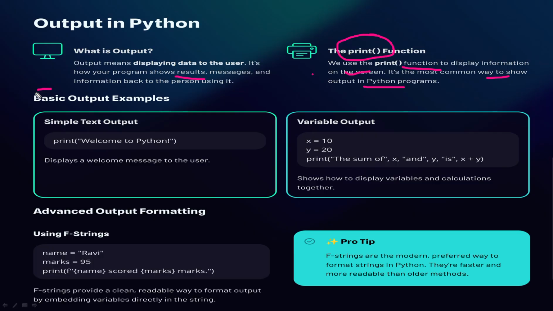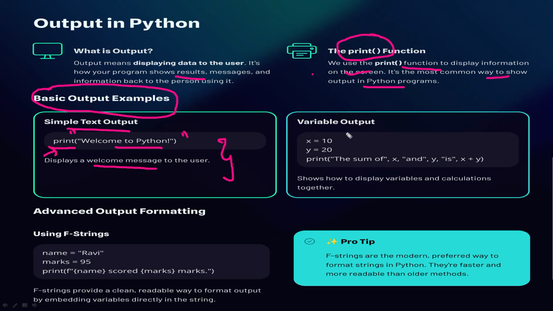Now here is one basic example of the output function: simple text output. Here we are using the function print, and this is the string data type. We call it a string data type because it is written in double quotes. It may be in double quote, single quote, or triple quote; we call it a string data type. Here the output function print, then welcome to Python. The Python program simply displays the output as the welcome message, welcome to Python. This is the output.